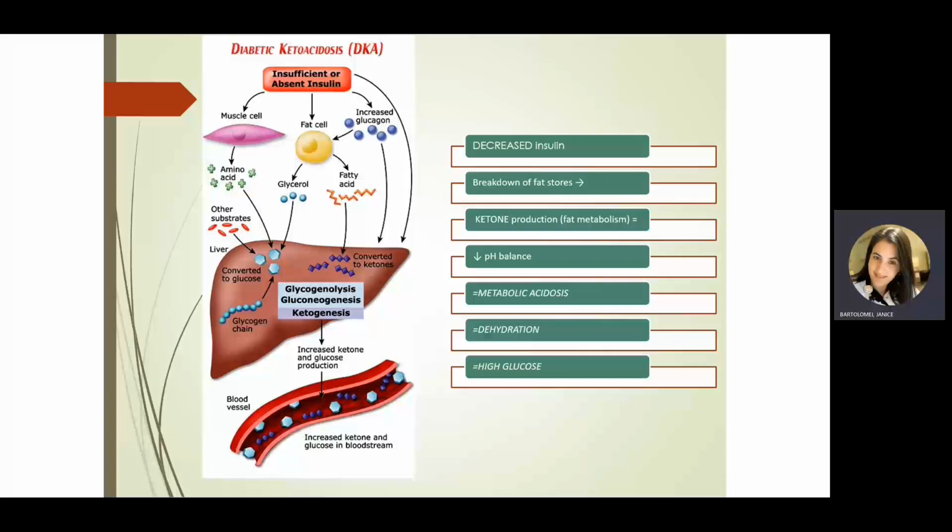When the body is in metabolic acidosis state, your lungs compensate by taking rapid, deep breaths, and those are called Kussmaul breaths. It's basically removing the carbon dioxide that is very acidic as well, in order to try to balance and fix your pH. So you're going to have this Kussmaul breathing as well when you are in DKA.